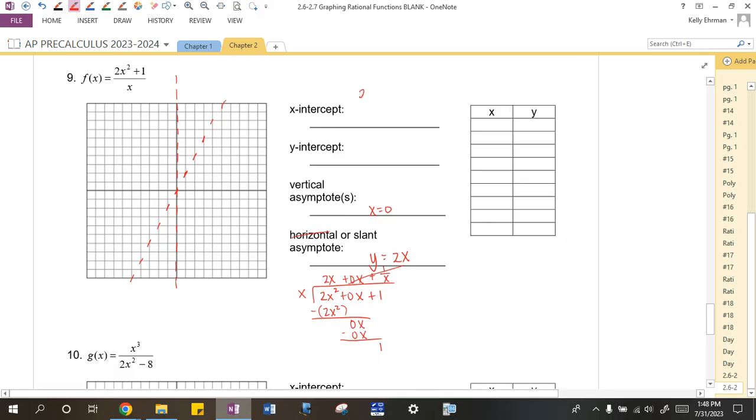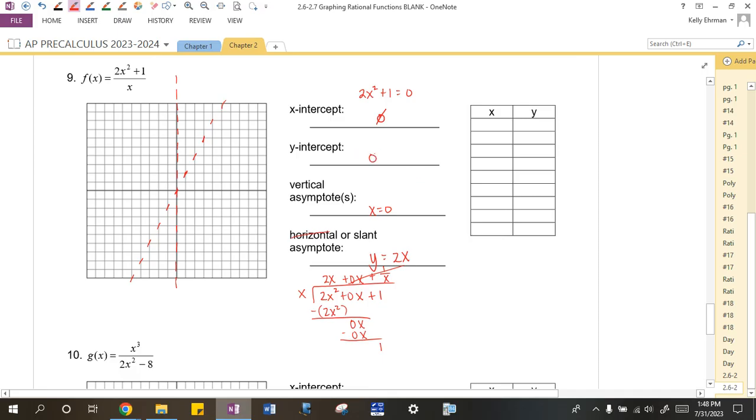For x-intercepts, is 2x squared plus 1 ever equal to 0? That's no, because this is always positive. So there are no x-intercepts. If you try solving for that x, you get an imaginary 0. There are zeros, but they're not x-intercepts because they're not real.